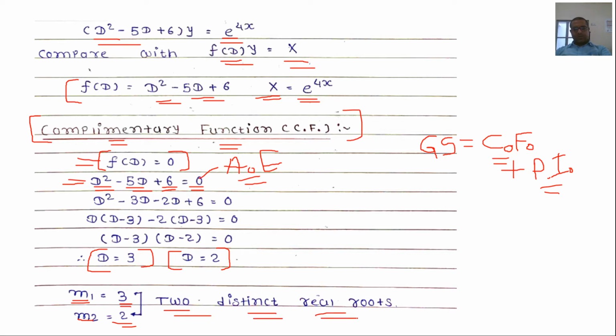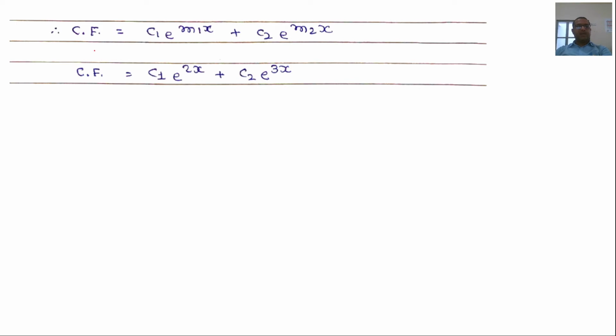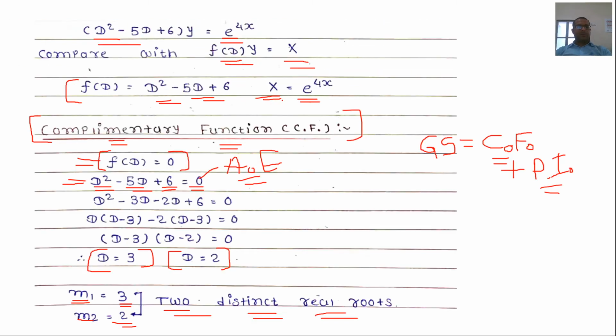These are two distinct real roots. According to the rules, when two roots are distinct and real, the complementary function CF is given by C1 e raised to m1x plus C2 e raised to m2x. This rule is similar to the solution of the homogeneous linear differential equation with constant coefficients. So you will get CF is equal to C1 e raised to 2x plus C2 e raised to 3x. So we have obtained the first part, the complementary function.